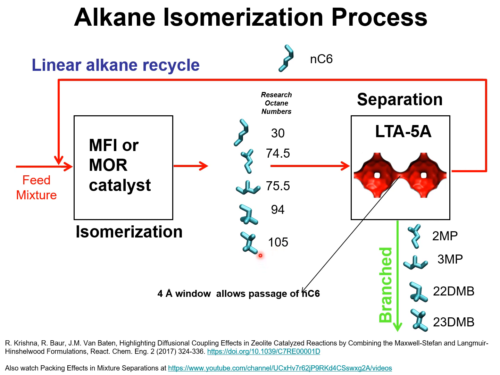And in industrial practice, the demand for high-octane gasoline is met by having the alkane isomerization process, in which a feed mixture consisting predominantly of the normal hexane isomer is isomerized in a reactor with a mordenite or MFI catalyst, and the reactor product consisting of a mixture of hexane isomers is separated using LTA 5A zeolite that essentially sieves out the linear isomer, and the linear isomer is recycled back to the reactor.